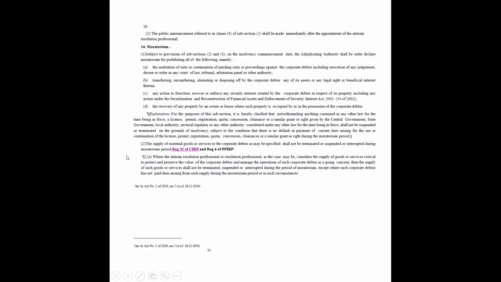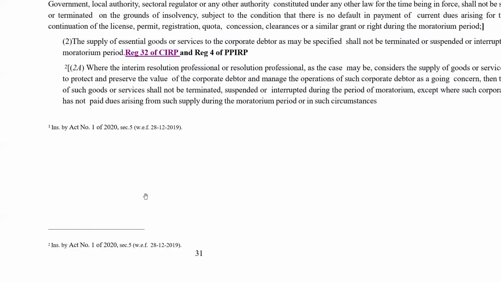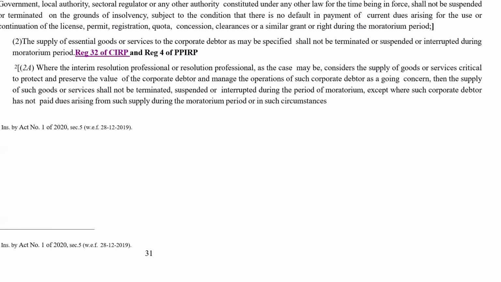Now third, there are certain goods or services which are considered critical. So there are three types of goods or services. Number one, say license, permit, quota, etc. So for that, the law says that as long as you are paying the current dues, supply cannot be terminated. Second, regarding essential goods or services, supply cannot be terminated or suspended. Right? It doesn't say anything about whether current dues have to be paid or not. So indirectly it means that the electricity connection cannot be disconnected even if the company doesn't pay anything during this period. Right? Because it has to be kept as a going concern.